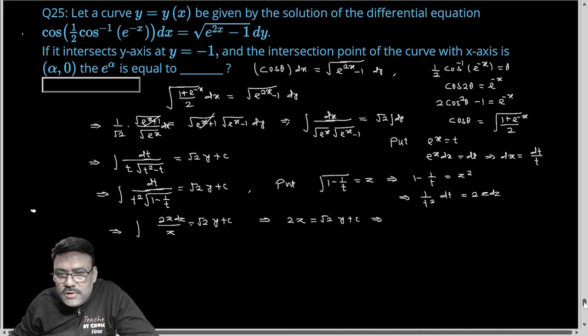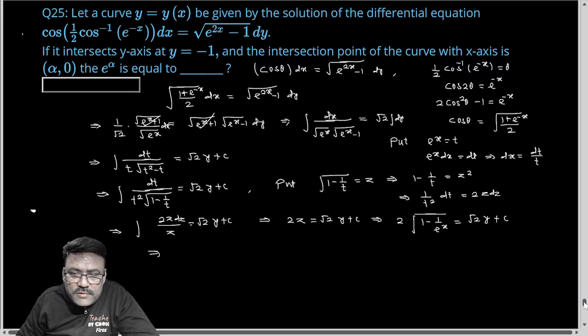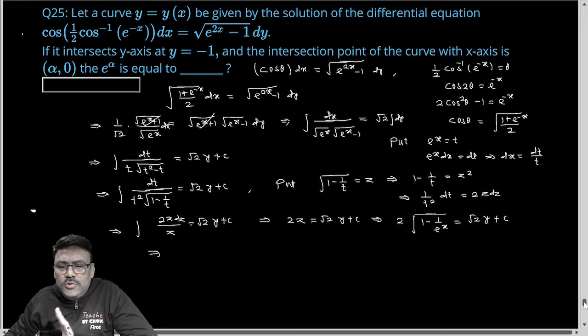Now z is what? Z is under root 1 minus 1 by t, and t is e raised to x. So basically it is 2 times under root 1 minus 1 by e raised to x equals root 2 y plus c. Now you got your curve.